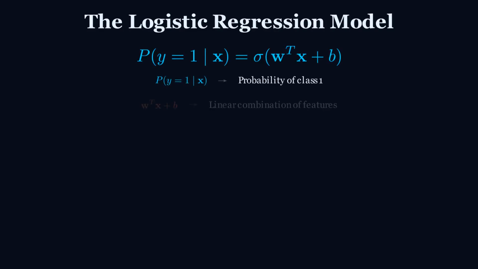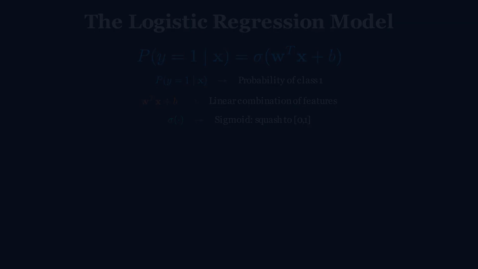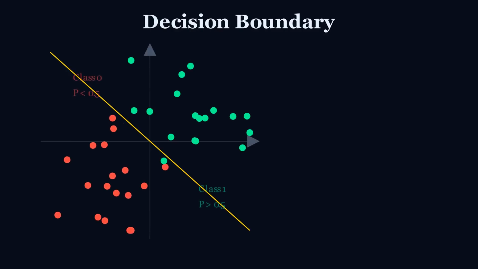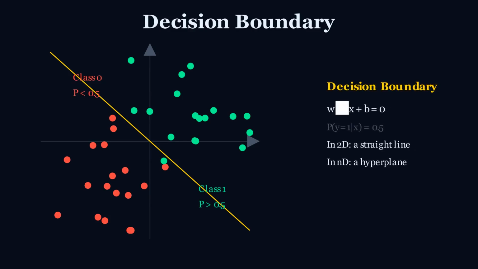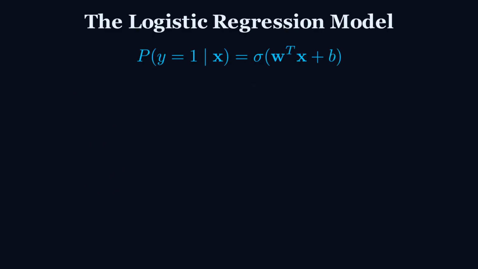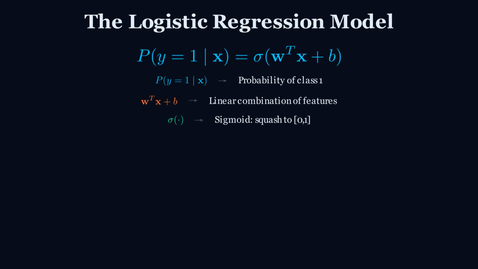The boundary where the probability is exactly 0.5 is called the decision boundary. In 2 dimensions, this is a straight line. In higher dimensions, it becomes a hyperplane. This is what makes logistic regression a linear classifier. The decision boundary is always linear.